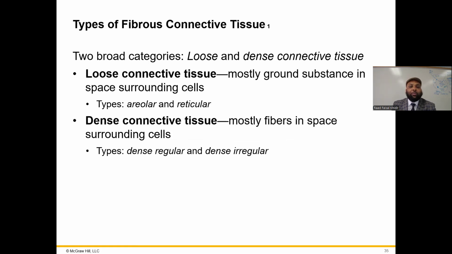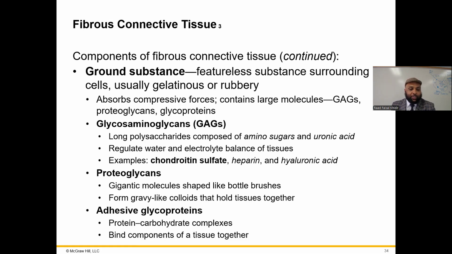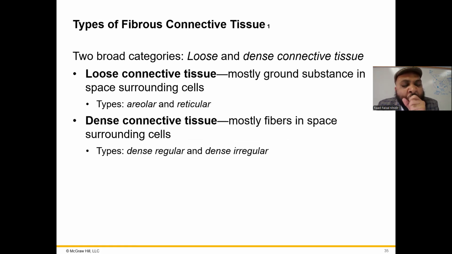These are types of fibrous connective tissue. What are the types of fibrous connective tissue? There are two broad categories, the loose and the dense connective tissue. The loose connective tissue is mostly ground substance in space surrounding the cells. The types are the areolar and the reticular tissue. There are dense connective tissues. These are mostly fibers in space surrounding the cell. And these are the dense regular and dense irregular tissues.